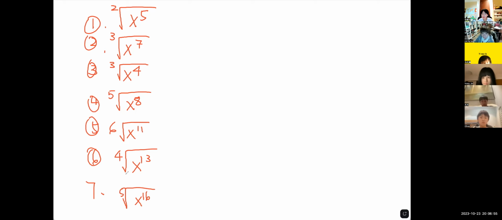So will the first one be 2x times the square root of x? Okay, good. x squared times the square root of x. Okay, my bad.